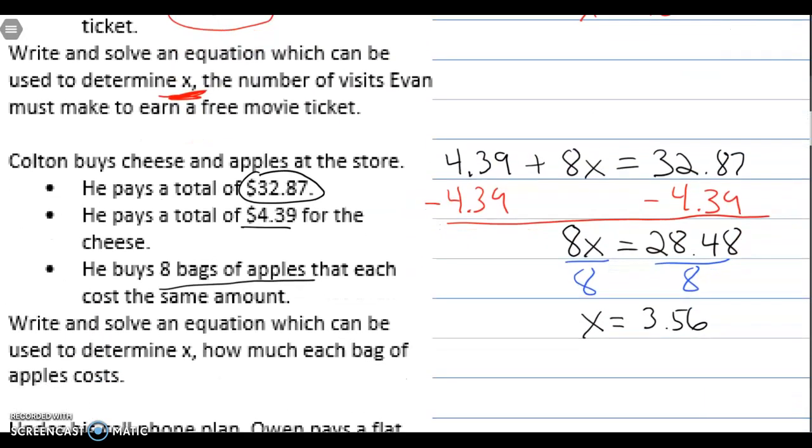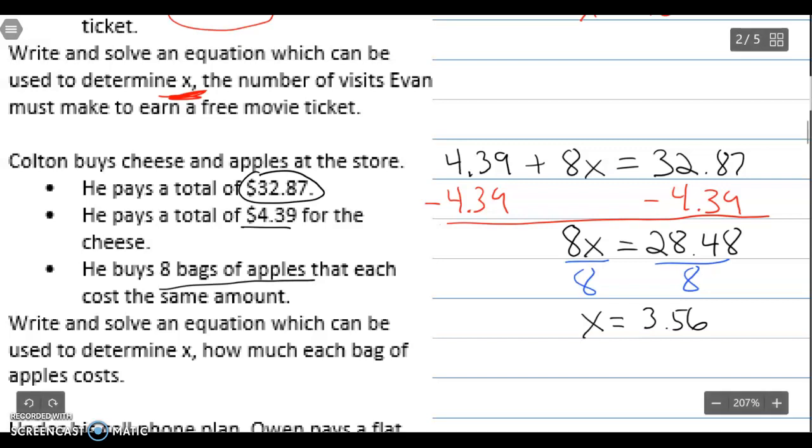He pays a total, going to the grocery store here, $32.87. And look how they try to trick you with the word total. They put total on both things, but this is just a total for the cheese, which will be included with the total for everything. So he bought some cheese and 8 bags of apples here. And so I know I need to add the cost of the apples plus the cost of the cheese to get the total amount he spent.